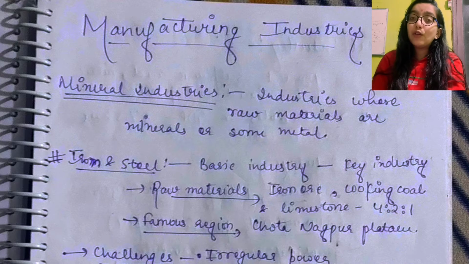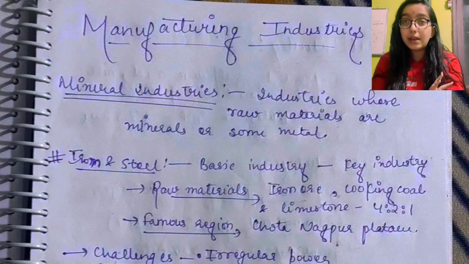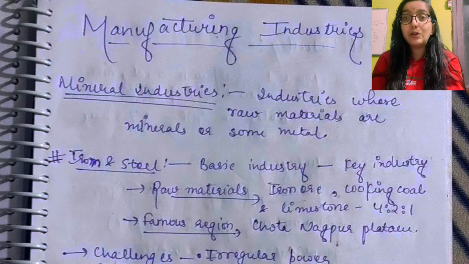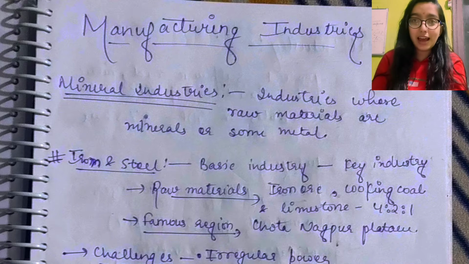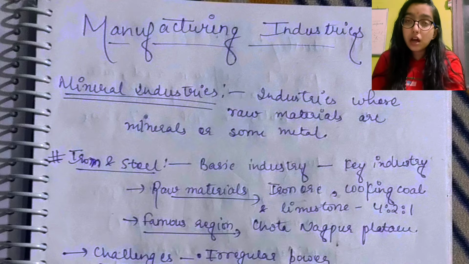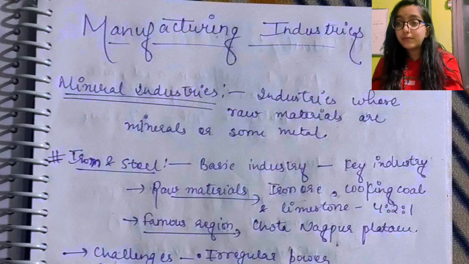This is the video for part 2 of manufacturing industries. In the last part, we studied the agro-based industries and now we are going to study mineral-based industries. So let's get started. Mineral-based industries are those industries which use minerals and metals as the raw material of the product.